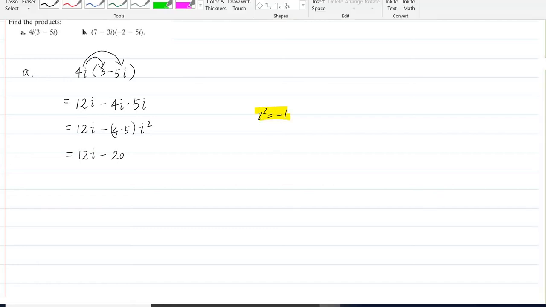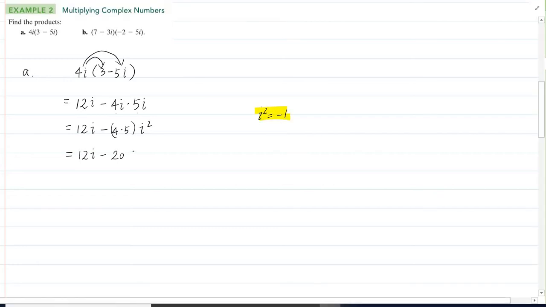So that term gave you -1. Once we have this, we simplified it. We're going to have 12i plus 20, because negative becomes positive. Because we want to always write the form a plus bi, we have to rearrange this a little bit. That will be 20 plus 12i. Okay, let's go ahead and work on part B.